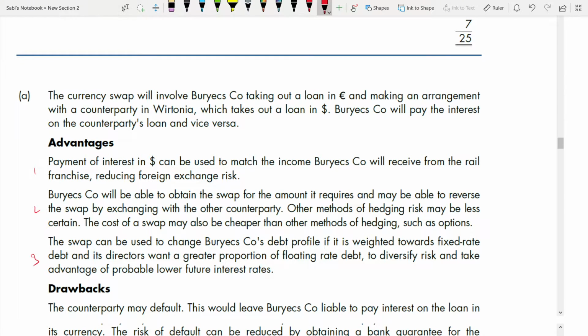Payment of interest in dollar can be used to match the income the Brewers company will receive from the rail franchise, reducing foreign exchange risk. See, you are receiving 7,500 million from the government at the end of the three years. That's a receipt, because the government is going to take over that franchise from you. That is in which currency? It is in dollar. And you are paying interest also in dollar. Dollar is not your currency; that is your counterparty's currency. So if you are paying interest in dollar and also receiving income in dollar, it will reduce the foreign exchange risk. So that is one advantage of swap.